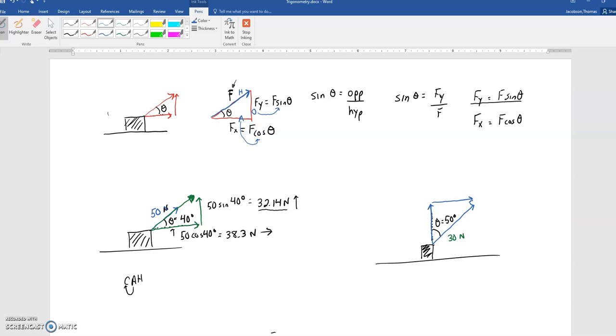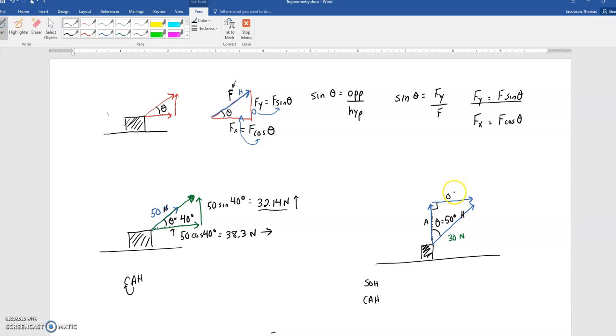Now I look at my problem and I say, all right, this is my hypotenuse, because there's my 90-degree angle. So my 30 newtons right there is my hypotenuse. My angle theta is here, so the far-away leg is going to be my opposite, and that means that this leg right there is my adjacent. And again, remember, sine goes with opposite and adjacent goes with cosine.